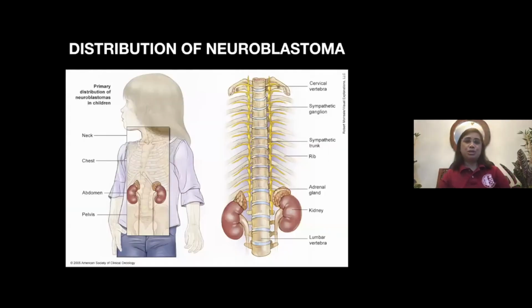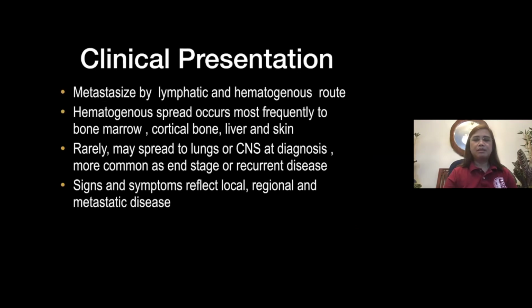This slide shows the distribution of neuroblastoma. They can be seen on the neck, chest, or it can also arise from the abdomen and the pelvis. For the clinical presentation, they metastasize by lymphatic and hematogenous route. Hematogenous spread occurs most frequently to the bone marrow, cortical bone, liver, and skin. It rarely may spread to the lungs or CNS at diagnosis, and this is more common as end-stage or recurrent disease.